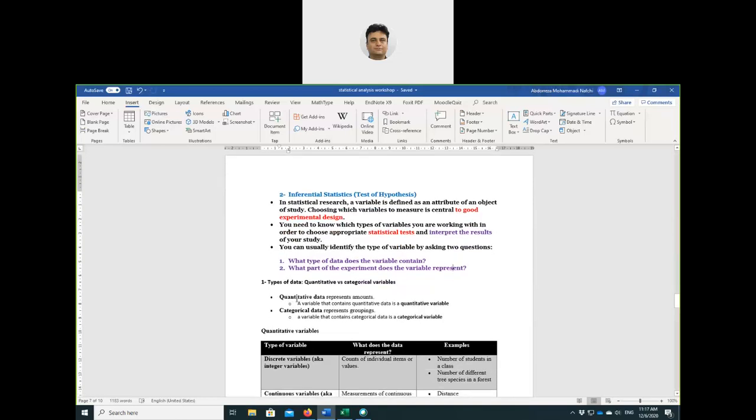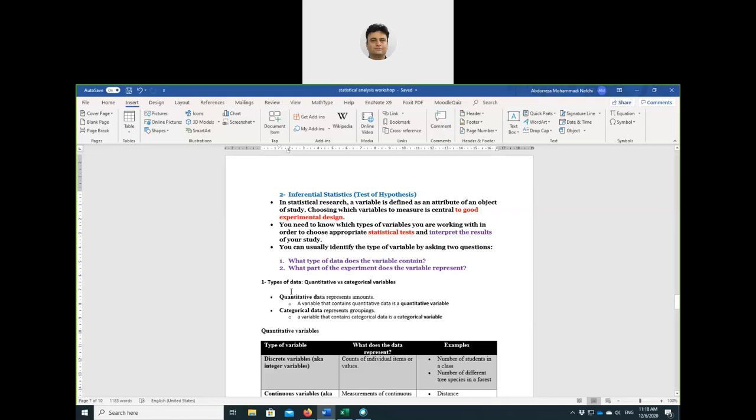Types of data are categorized into two different kinds: quantitative and categorical variables. So in type of variable, the first one, type of variable.